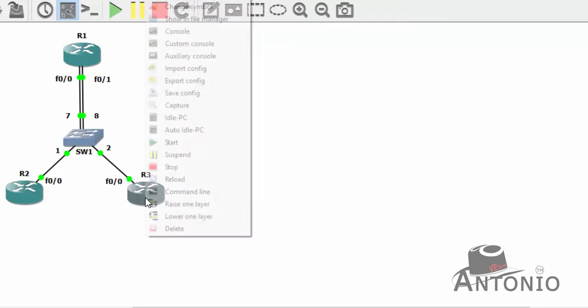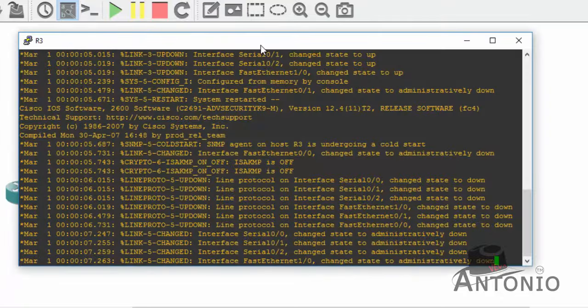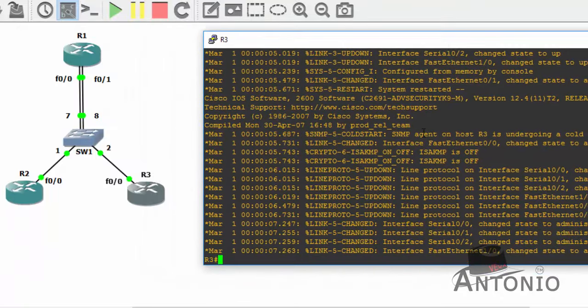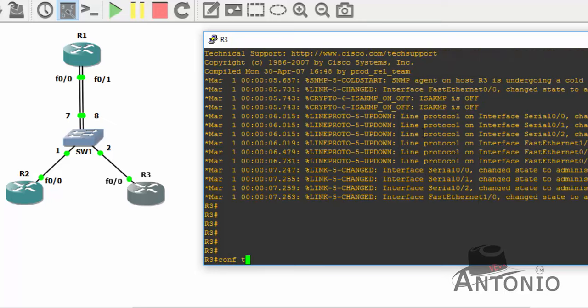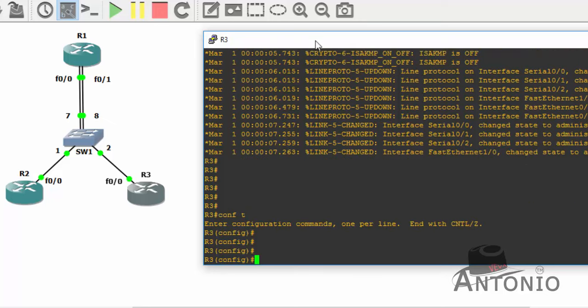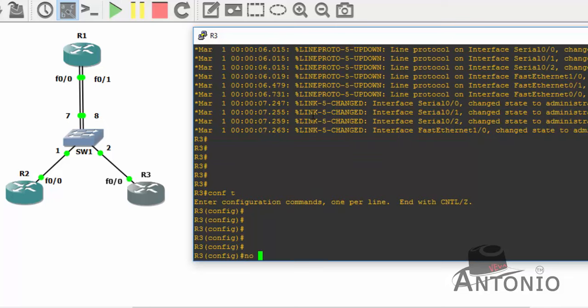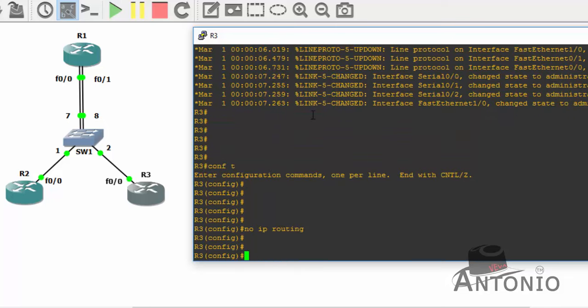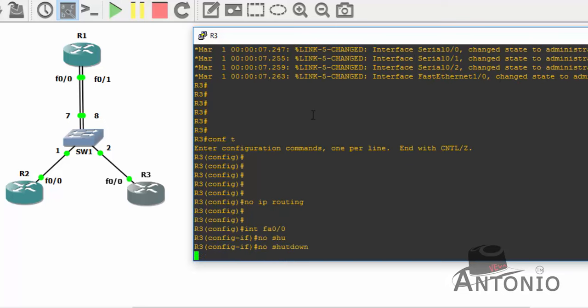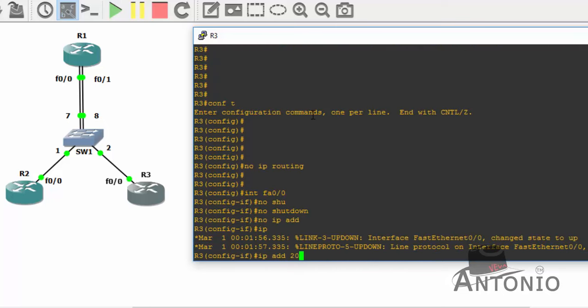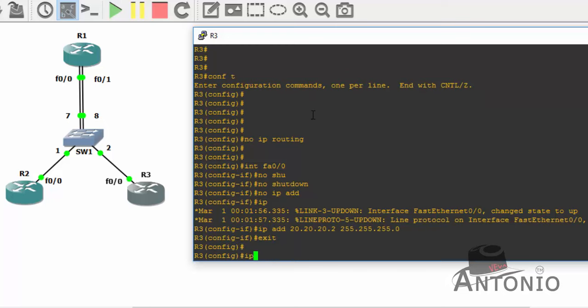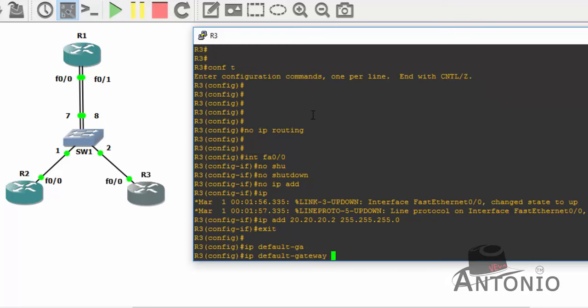Magiging PC3 ngayon ito. I-disable natin ang kanyang routing feature. Katulad ng ginawa ko kanina, ulitin ko lang. Sundan mo lang. No IP routing and interface FA0/0, no shutdown, IP address of 20.20.20.2. Okay, this is a classy IP address, and exit, and don't forget the default gateway.